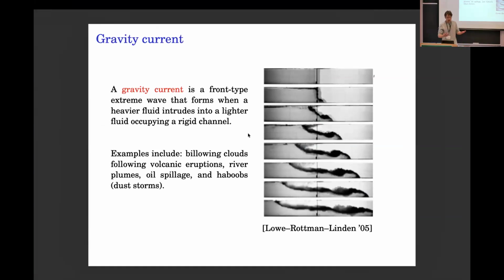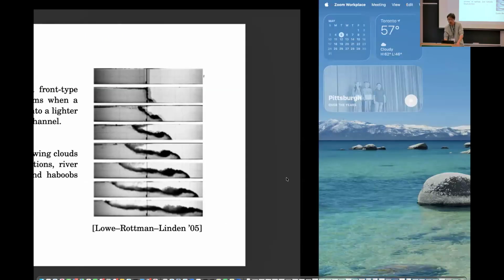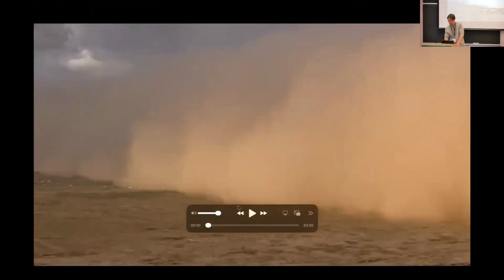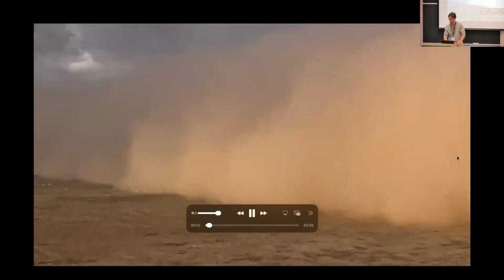This kind of phenomenon can also happen in lots of other physical contexts. Among all of these I listed, I want to point out haboobs, which are dust storms. I do have a movie, which is from last year in Arizona. This is a bit long, but let's take a look.